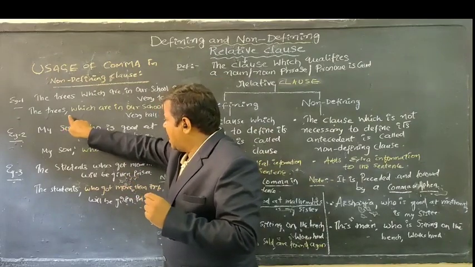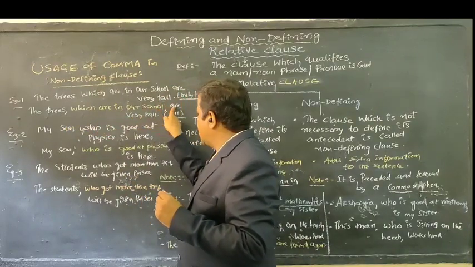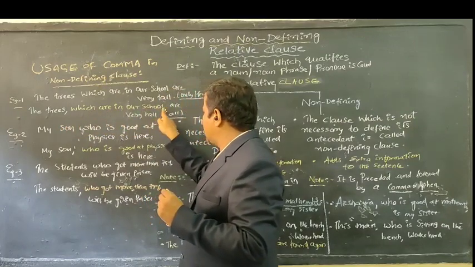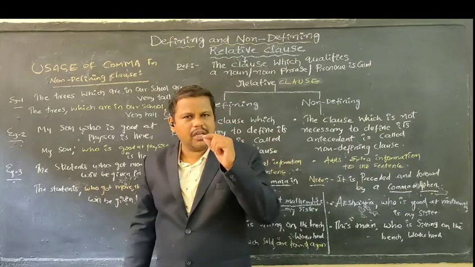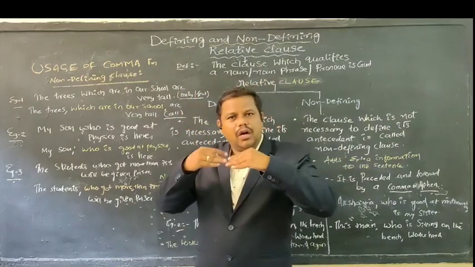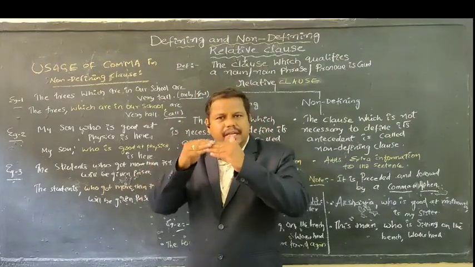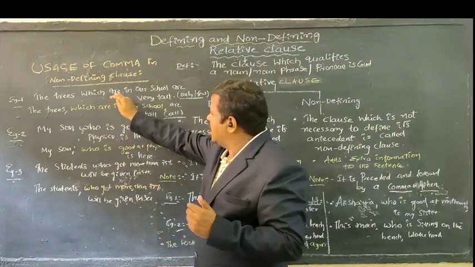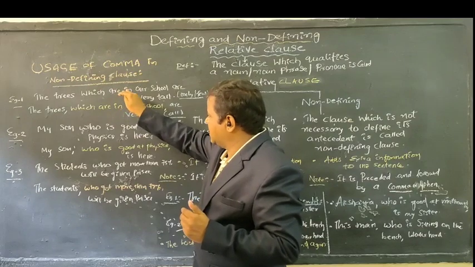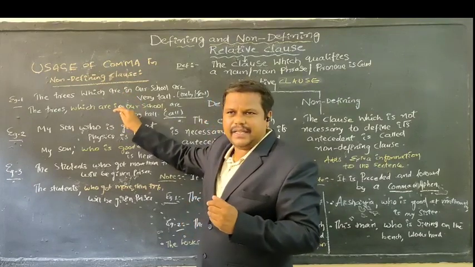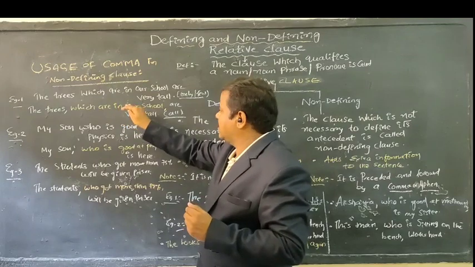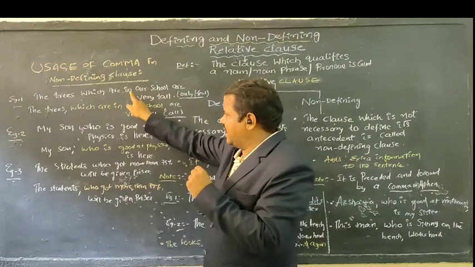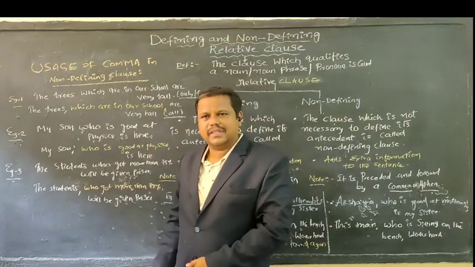The trees, comma, which are in our school, comma, are very tall. Here we are talking about all the trees which are in our school being very tall. So that is the difference between the first and the second sentence. The first sentence is a defining relative clause. The second sentence is a non-defining relative clause.